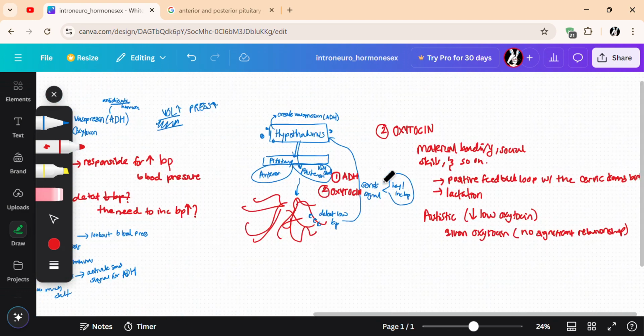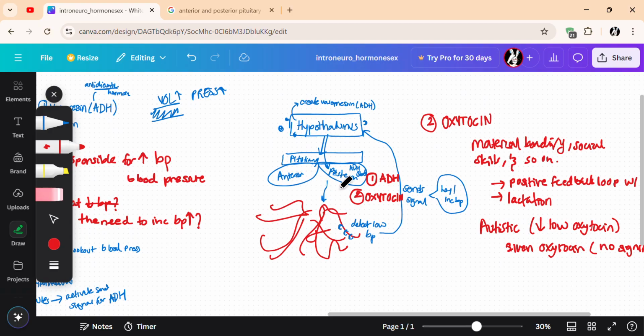So to summarize what we went over, we've got the anterior pituitary and posterior pituitary. Today we focused on the posterior pituitary. As opposed to the anterior pituitary, the posterior pituitary releases two hormones. These two hormones are not created by the posterior pituitary, but by the hypothalamus, which stores them in the posterior pituitary. These two hormones are ADH, which also goes by the name vasopressin, and ADH literally stands for antidiuretic hormone. The other hormone we have is oxytocin.